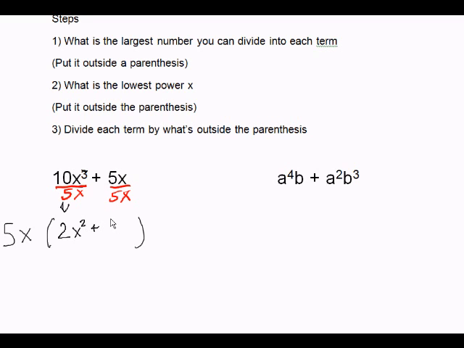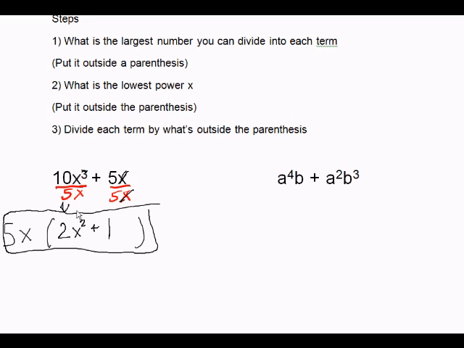Plus 5 divided by 5 is 1. x divided by x cancels out. So we just have 1. Here is my answer. Factor out the greatest common factor. I just did. It's 5x parentheses 2x squared plus 1.